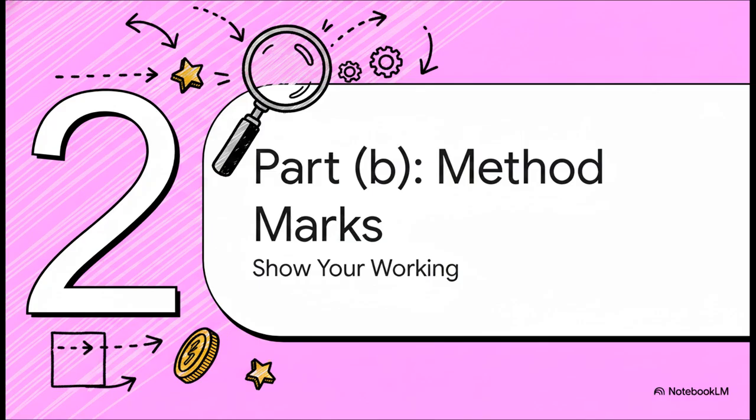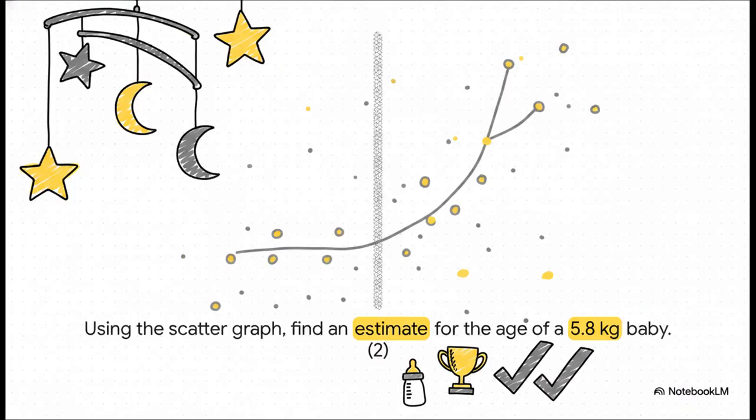Now let's move on to part B. This is where the other 2 marks are hiding, and this part is all about showing your method. The question says, another baby has a weight of 5.8 kilograms. Using the scatter graph, find an estimate for the age of this baby. Notice this is worth 2 marks. 1 is for your final answer, yeah? But the first one, that's purely for showing your work.